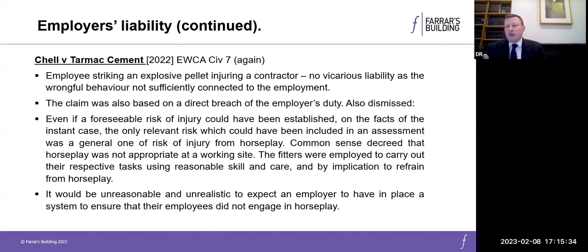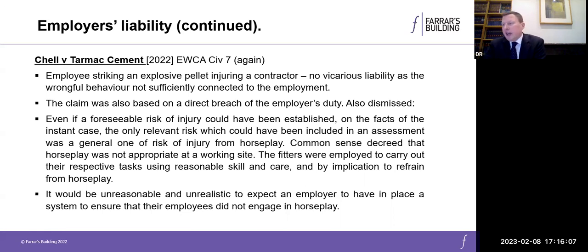And the claim was based on a direct breach of the employer's duty in relation to the control it had over its employees for a failure to risk assess the employee discontent. But that claim was also dismissed, even if there had been a foreseeable risk of injury that such a thing might occur. Even if that had been established, on the facts, the only relevant risk which an employer ought to have arguably have included in a risk assessment was the general risk of injury from horseplay.